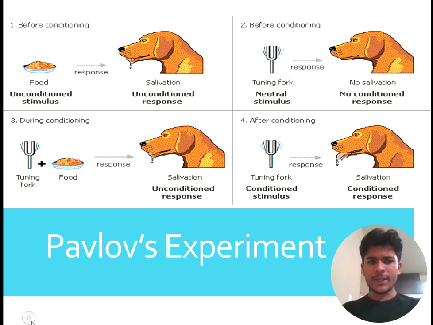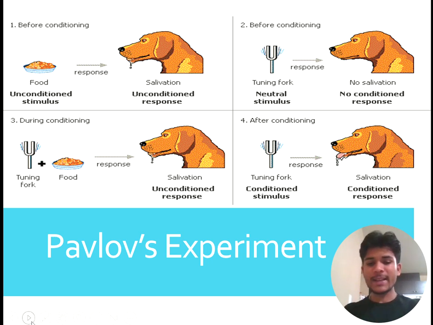So what did Pavlov do? Basically, in his experiment he took one dog, one food, and one tuning fork. In the first case, Pavlov shows the dog food, and whenever the dog sees food, it salivates. It naturally salivates; it's normal in our life. In this case, the food is the unconditional stimulus, and the salivation is the unconditional response because it's natural.